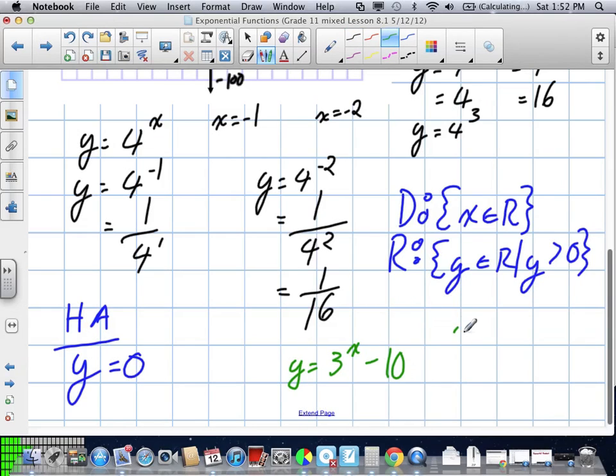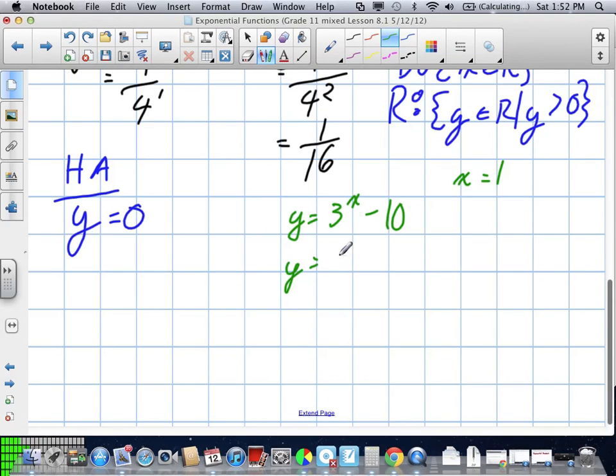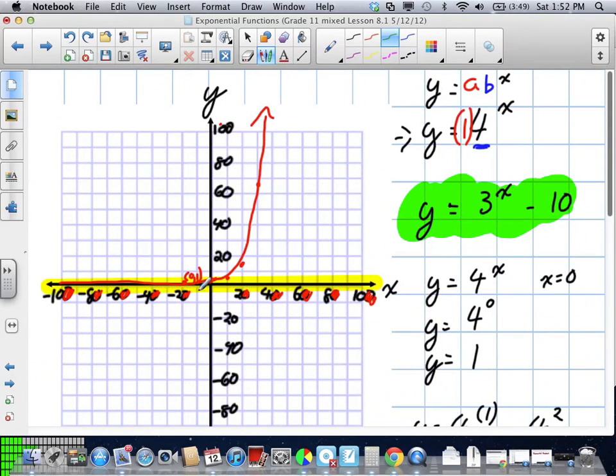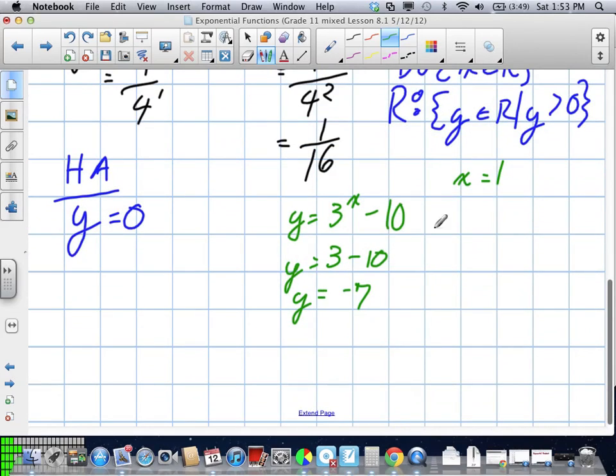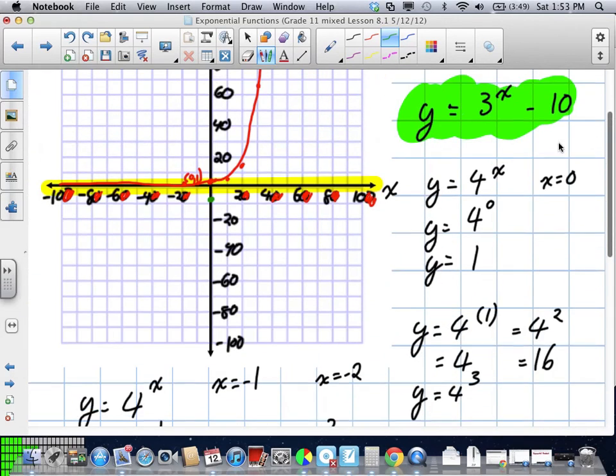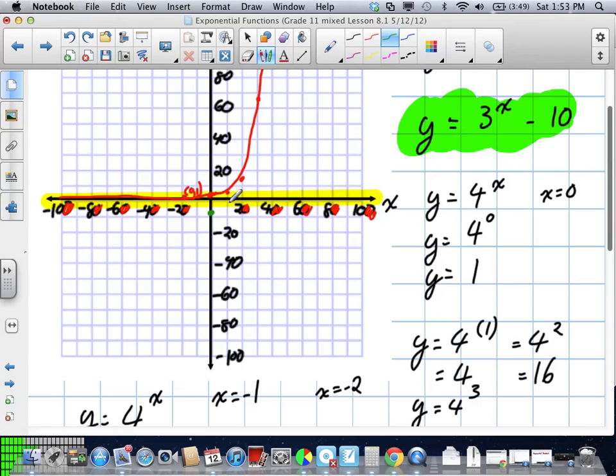Well, when x is 1, what do we get? 3 minus 10. Our y value is actually negative 7. So when I go to draw this, it's actually down here at negative 7. Okay, it's a little different. Again, it will take off the same way the other one did. What about when it's 2? Y is equal to 3 squared minus 10. What's 3 squared? 9 minus 10 gives us negative 1. So we moved over 1. We're at negative 1, something like that.